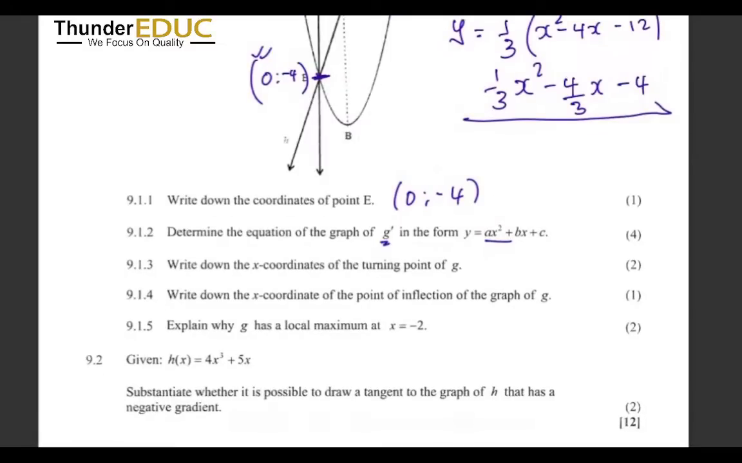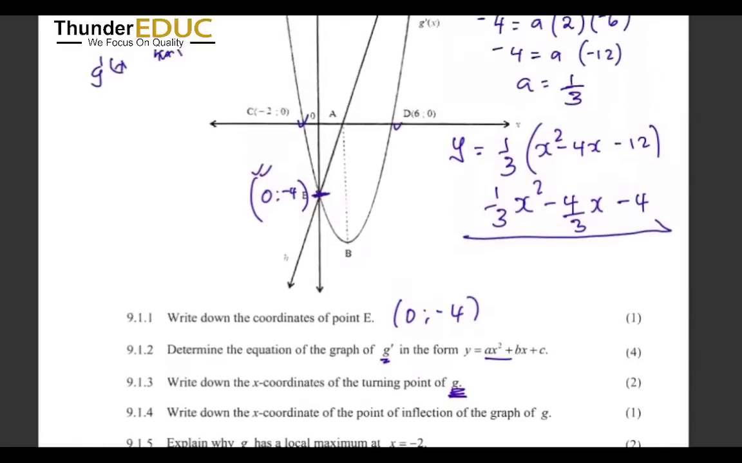Then they want us to get the x-coordinate of the turning point. So we know that turning point, this dotted line here, since it is the midpoint of the intercepts, we can just get negative 2 plus 6, and divide by 2. This should give us a 2. Or you can alternatively use negative b over 2a from this equation here. You should be able to get the same value.